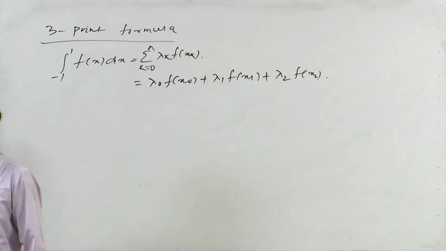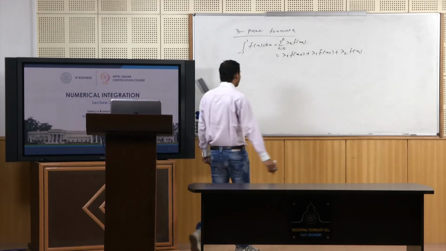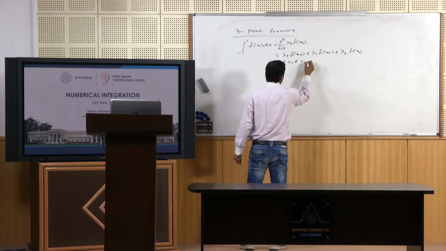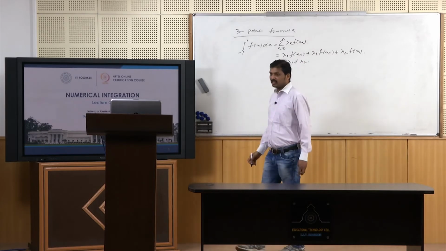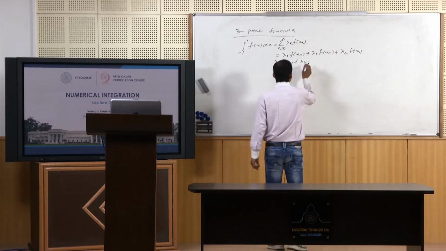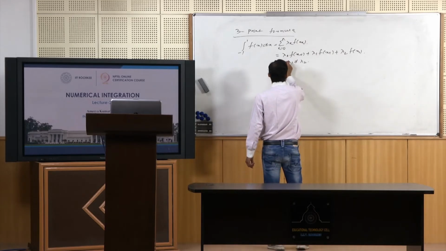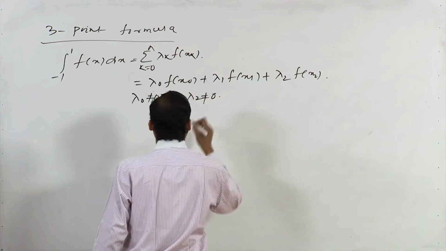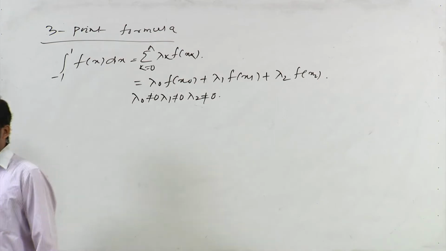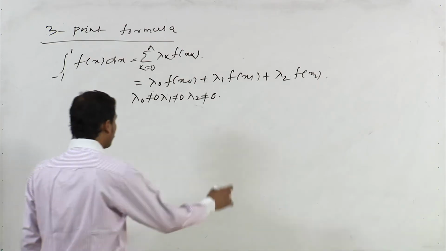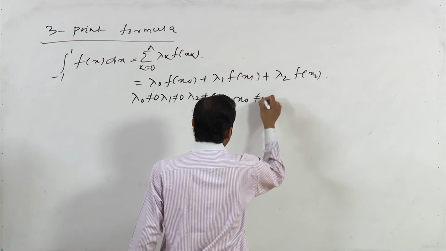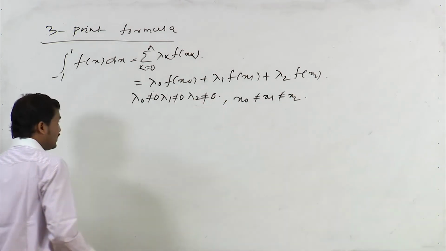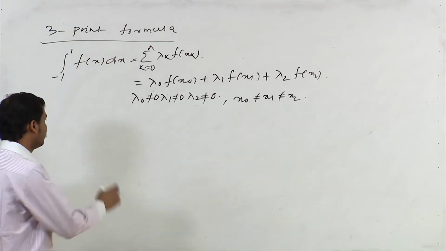And if you see this equation here, lambda 0 is not equal to lambda 1 is not equal to lambda 2, or we can consider, sorry, these should not be equal to 0. But all of these coefficients, like x0 is not equal to x1 is not equal to x2 here. So that is why we will have 6 unknowns here.